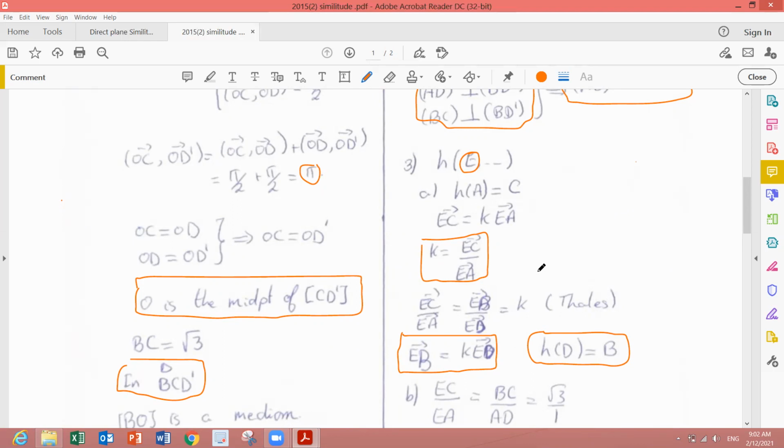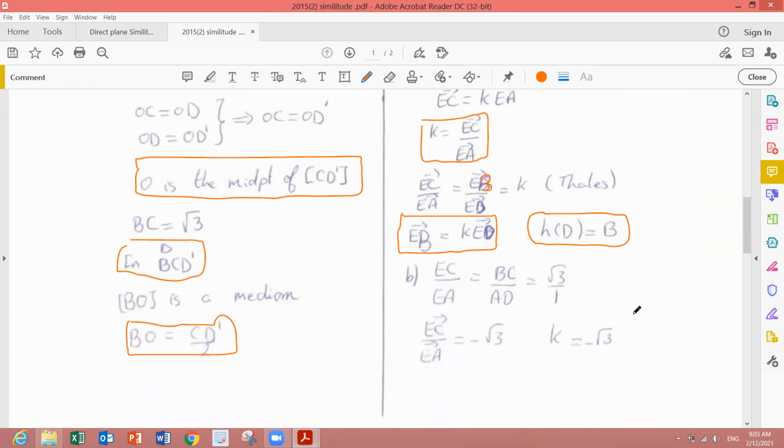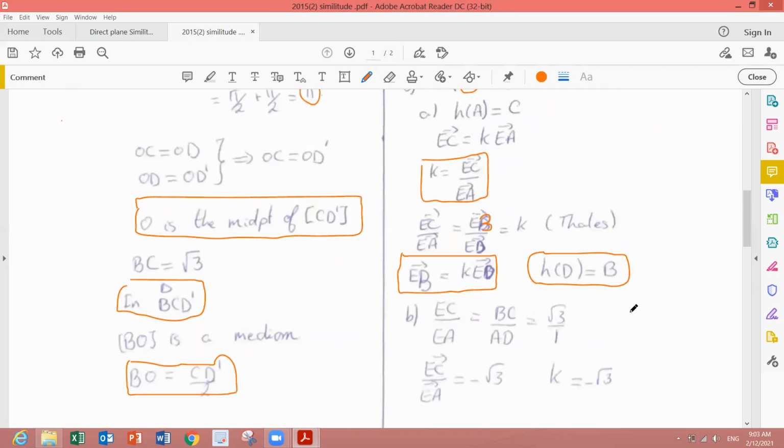Sir, what happened here after Thales? EC over EA equals EB over ED, and this is K. Yes, K, because here it is K. So EB vector equals K ED vector. So H of D is equal to B. Yes?